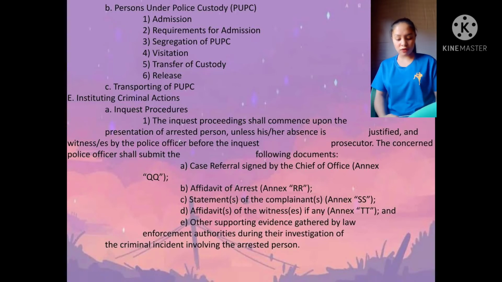So letter F, the chief of the custodial facility shall coordinate with the arresting officer for the release of all the properties seized from the person under police custody, except for those items still being used as evidence and those forfeited in favor of the government.